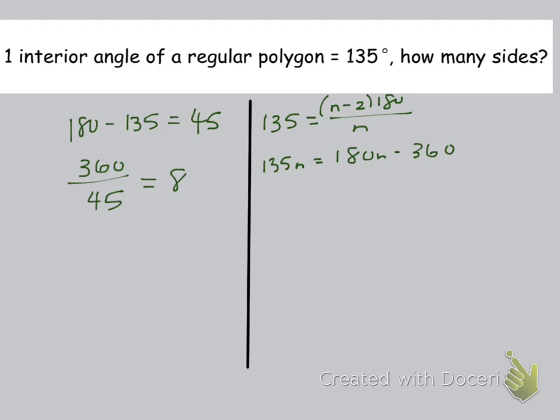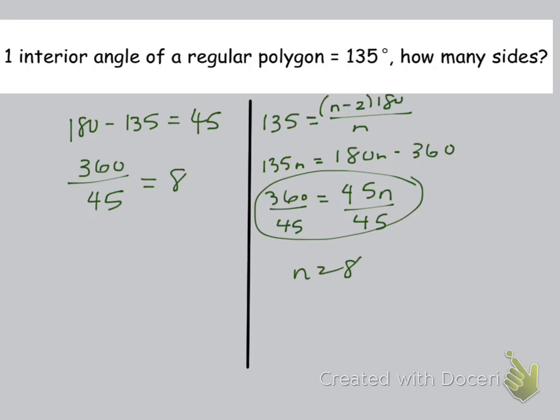Okay. And then I switch sides and I end up with 45n is equal to 360. Divide both sides by 45. N is equal to 8. You see how essentially this step is the same as this step? We just did a shortcut to get there.